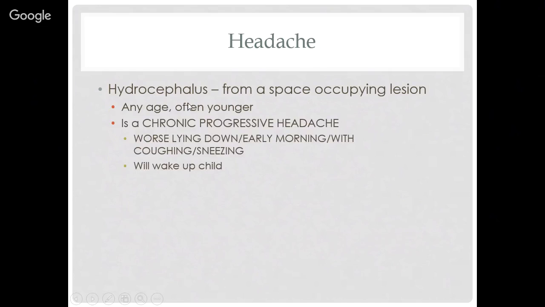So often they might be younger. It's chronically progressing. So the important thing is that this doesn't come in episodes because their brain tumor doesn't just come up and then go back down. Tumors don't do that. So it's going to be a headache that's getting worse. And the most important things to ask in your OSCE: is it worse lying down? Is it worse early in the morning? Is it worse with coughing or sneezing?